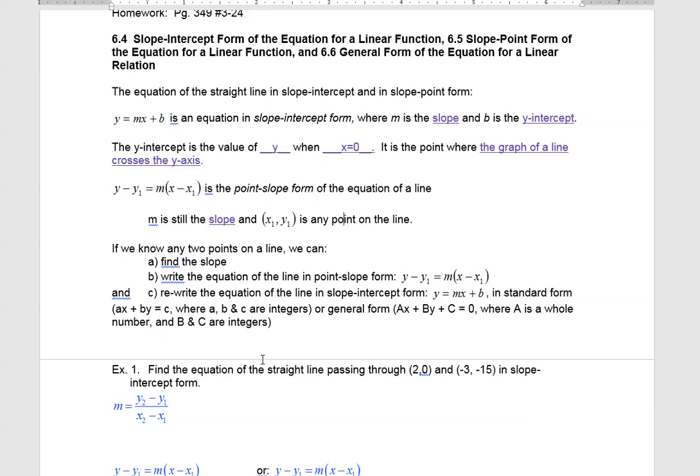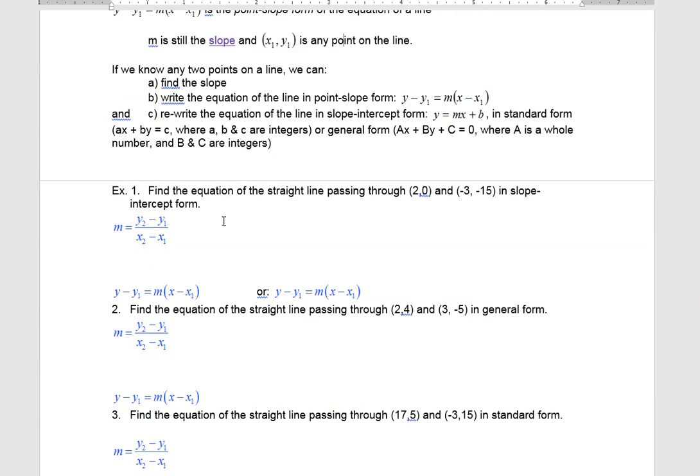So first example, find the equation of the line passing through (2, 0) and (minus 3, minus 15) in slope-intercept form. So first step is determine the slope. I encourage you to pause the video, calculate the slope yourself, make sure you're on the right track.